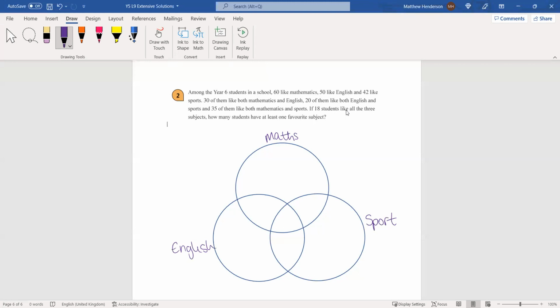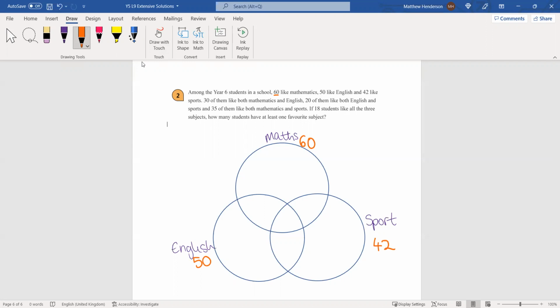So here we've got lots of information about three different subjects. So we can express this on a Venn diagram with three circles. Now, we know that there are 60 students in total that like maths. So I'm going to put that number outside the circle, as this includes any of those mathematicians that also like English or sports. Next, we've got 50 that like English, and we've got 42 that like sports. Again, these are the totals, so they go outside of the circle.